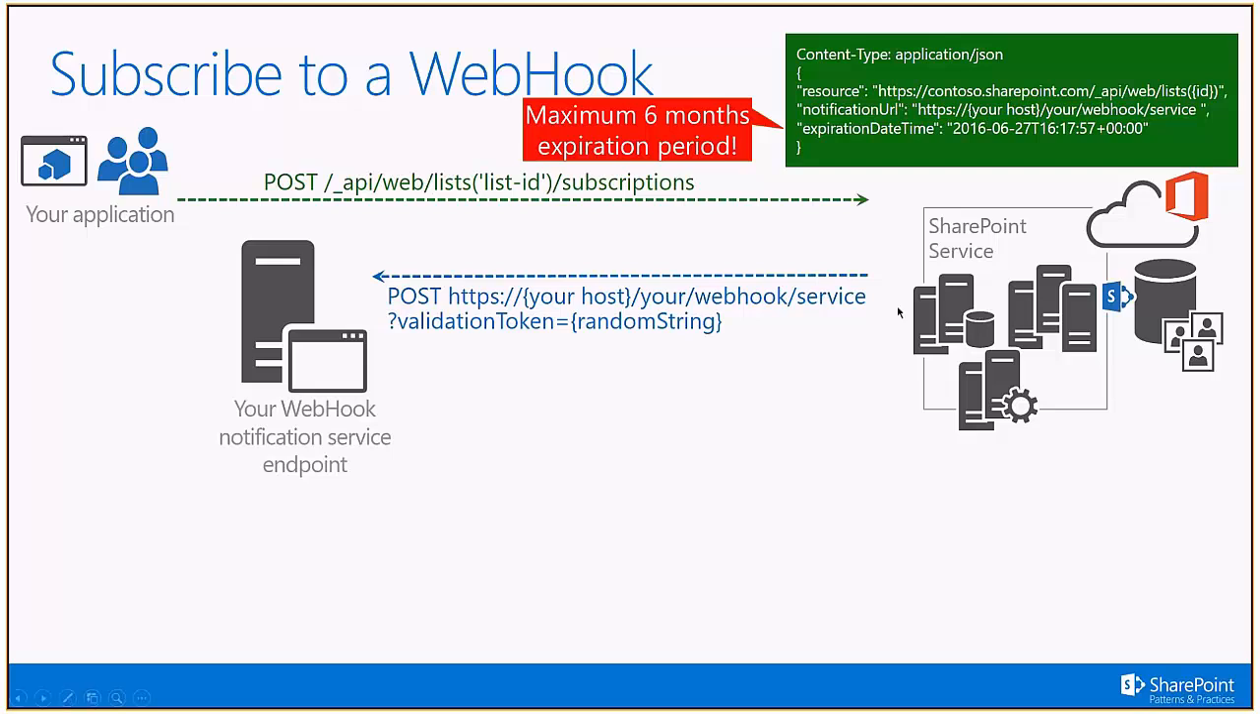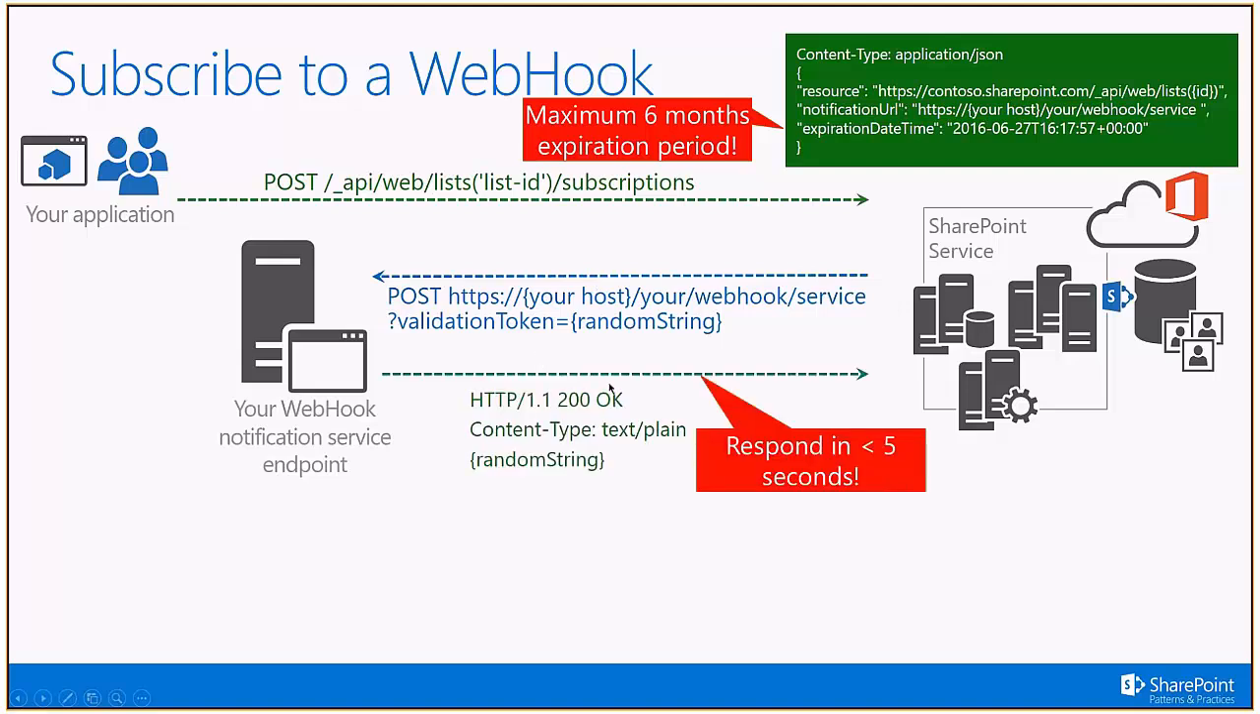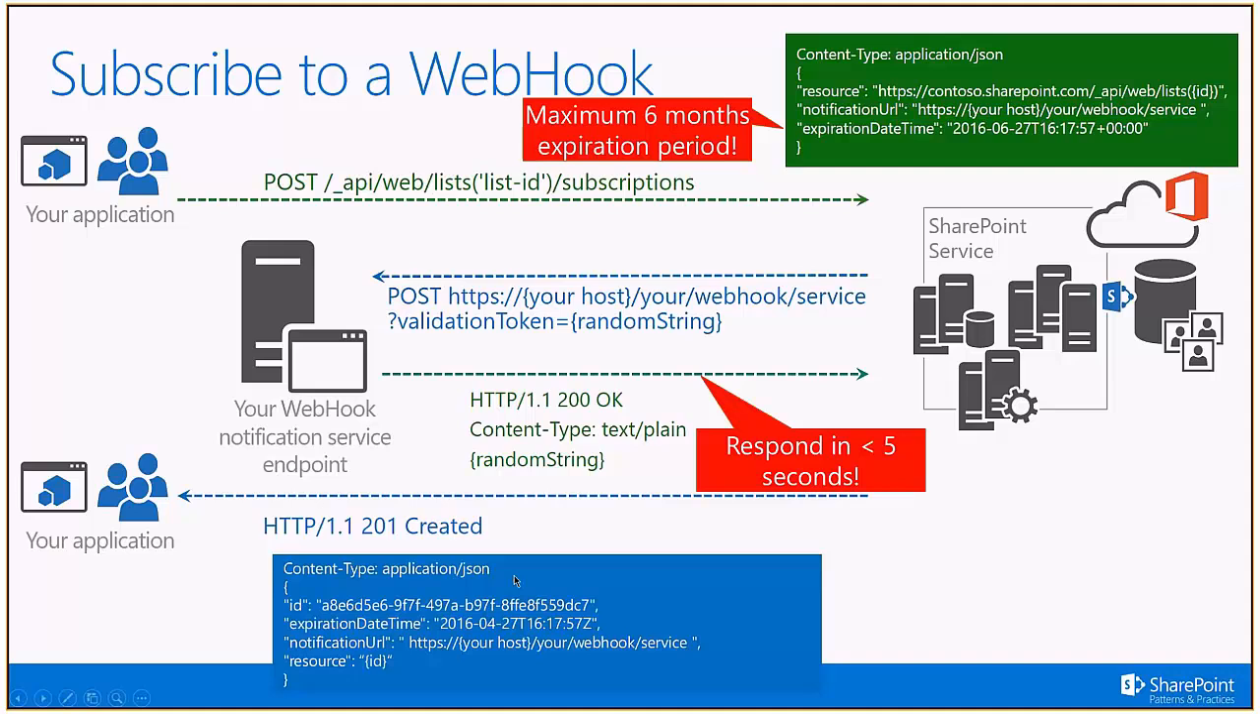SharePoint hits your endpoint, giving it a validation token, and expects that you, as the endpoint, return the validation token within 5 seconds. If the endpoint does that, then the subscription succeeds. If not, it fails. You will be notified in the end whether it succeeded, which means an HTTP 201 message, or whether it failed.